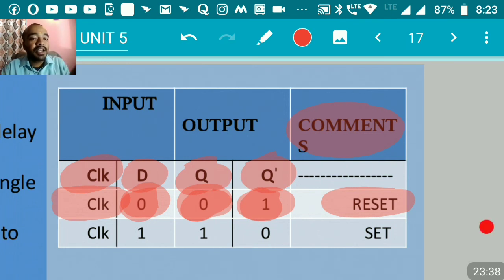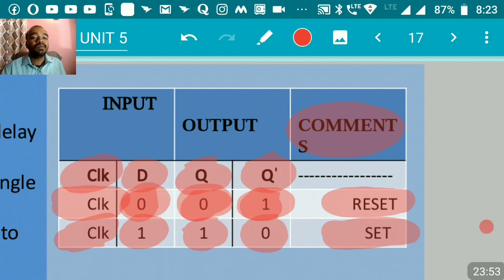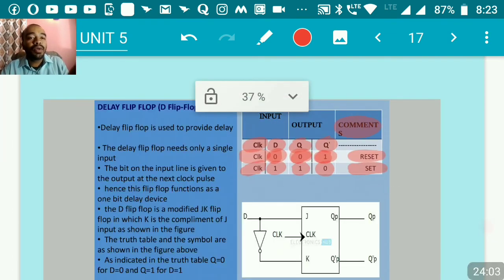Okay, so next, once I apply the input 1, Q is equal to 1 and Q bar is equal to 0. The D flip-flop is going to get into the state called the set state only after applying the clock pulse, only after applying the sufficient number of clock pulses that is required for the given flip-flop. So that is what your D flip-flop truth table is all about.